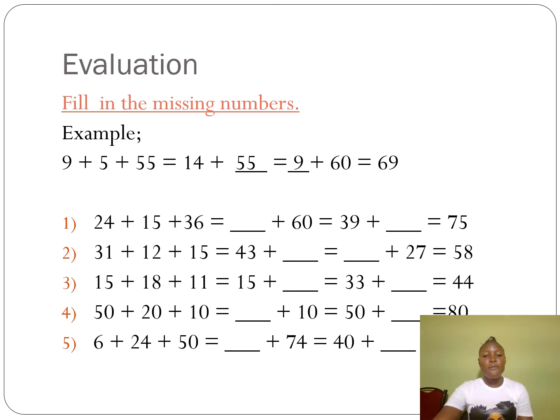1. We have 24 plus 15 plus 36 equals dash plus 60, which is also equal to 39 plus dash, equals 75. 2. 31 plus 12 plus 15 is equal to 43 plus dash, being equal to dash plus 27, equals 58. 3. 15 plus 18 plus 11 is equal to 15 plus dash, equals 33 plus dash, equals 44.